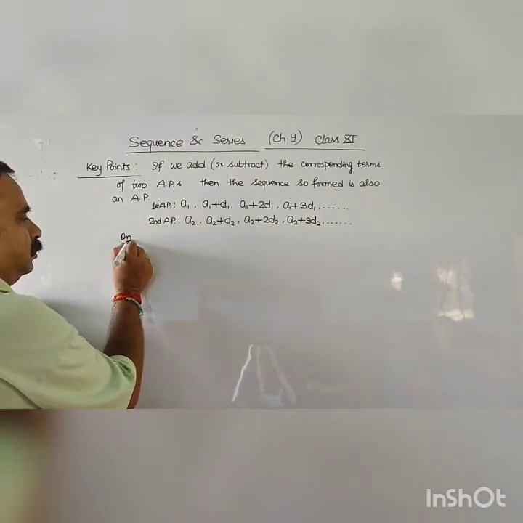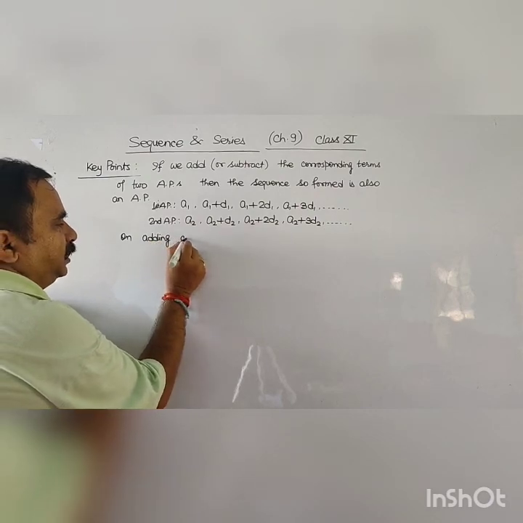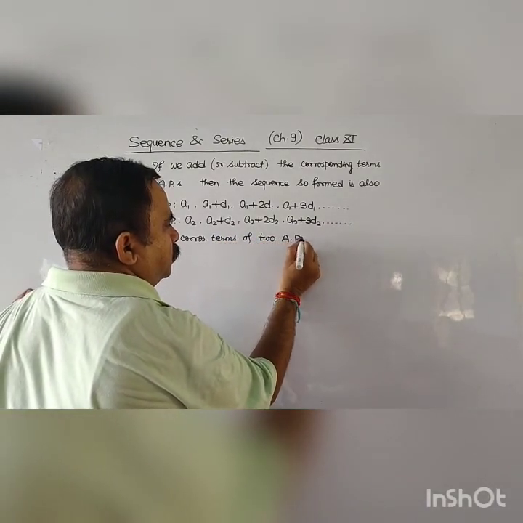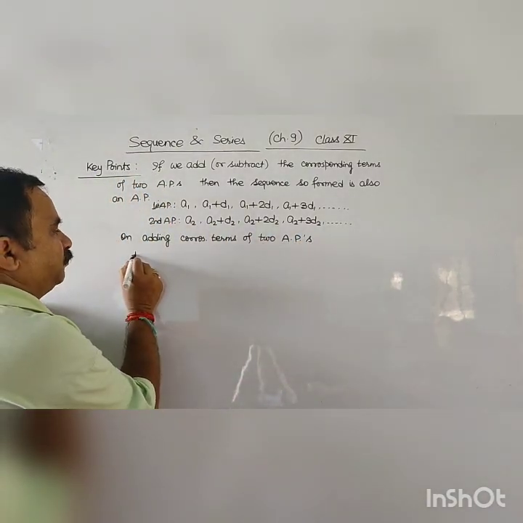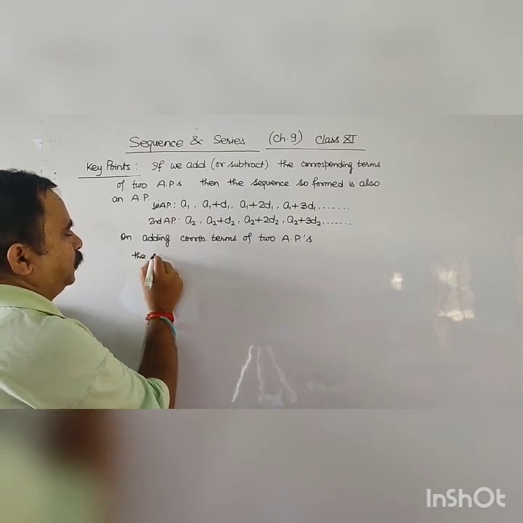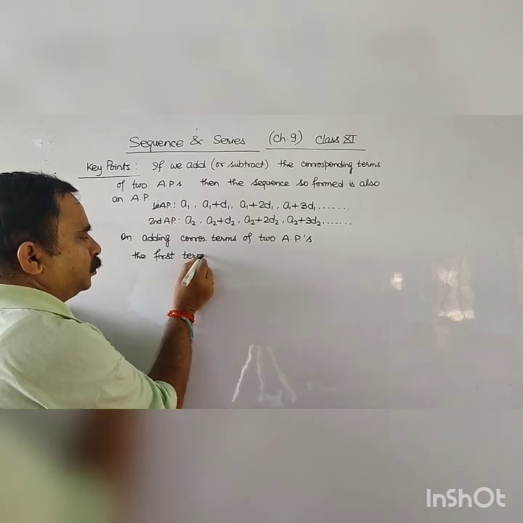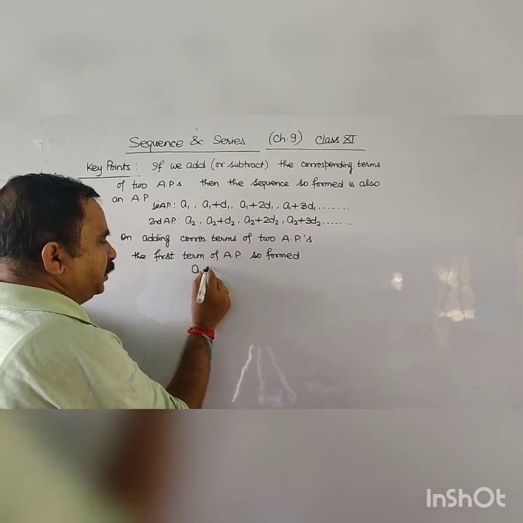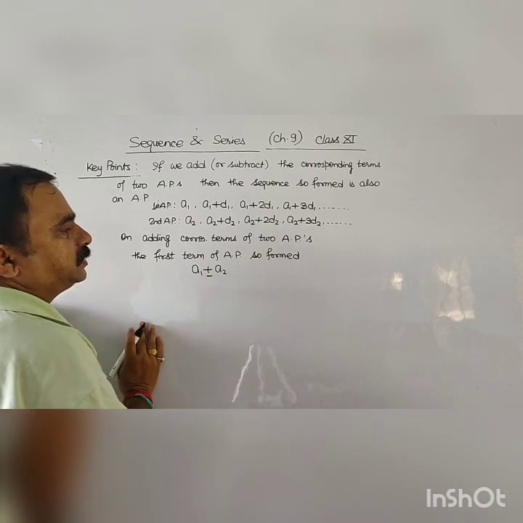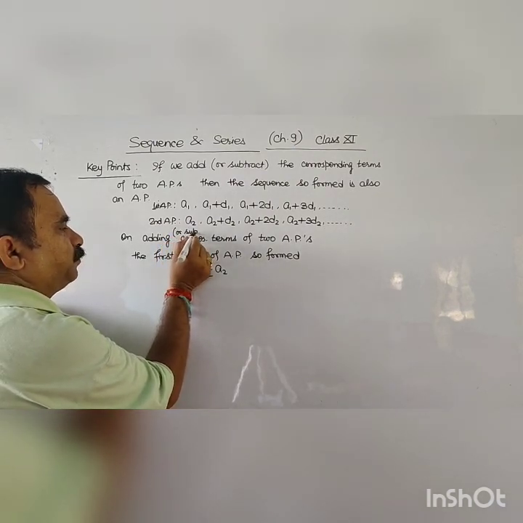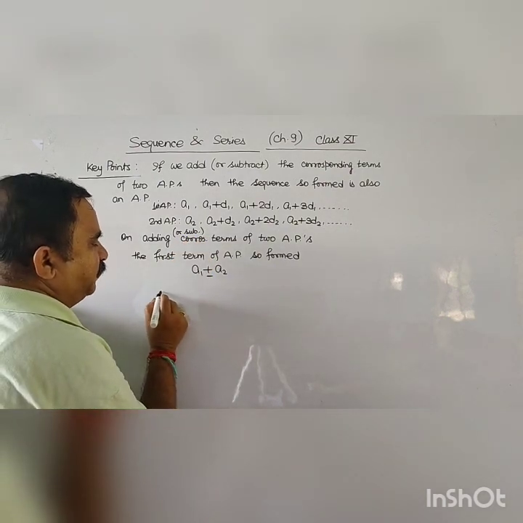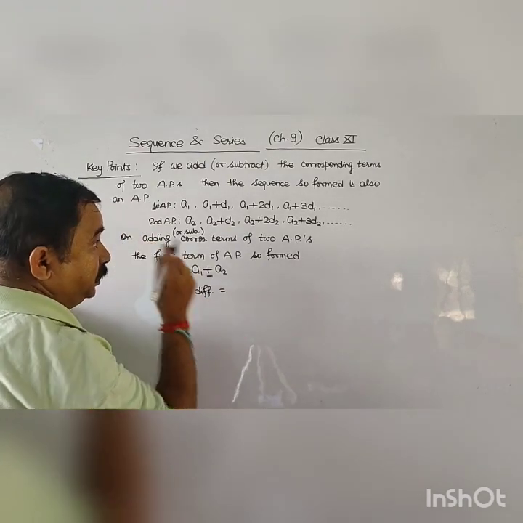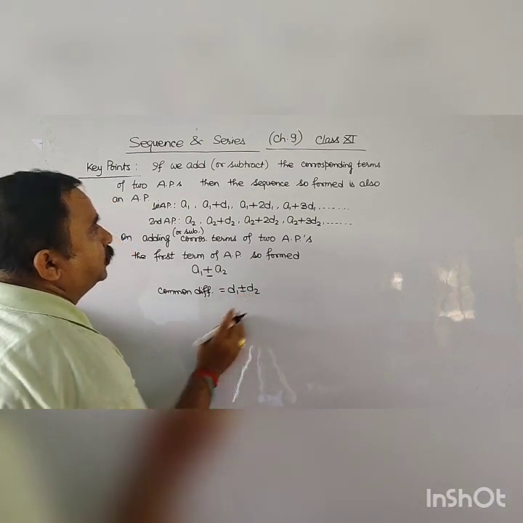On adding the corresponding terms of two APs, the first term of the AP so formed is A1 plus A2, and in the case of subtraction, minus. On adding and subtracting. What will the common difference be? This will be D1 plus or minus D2.